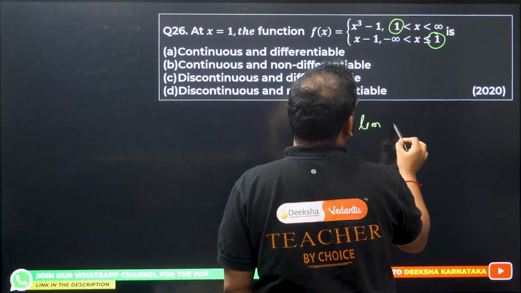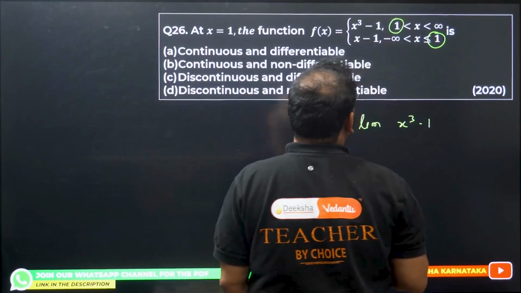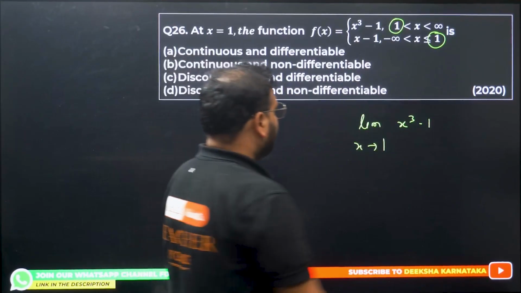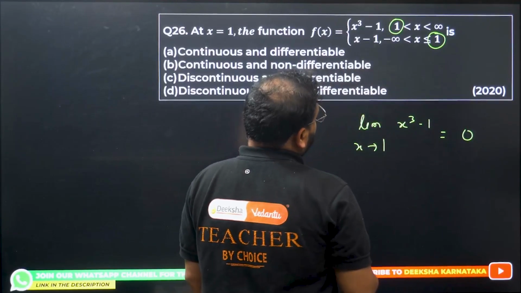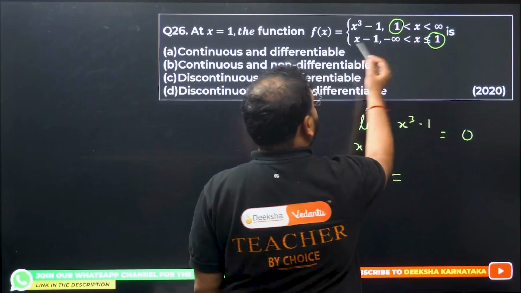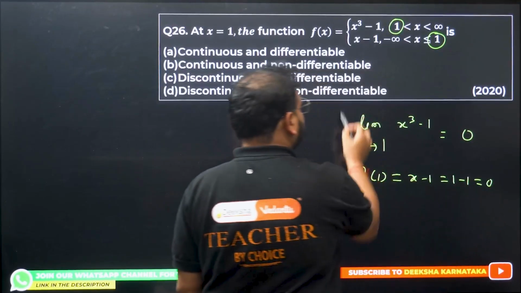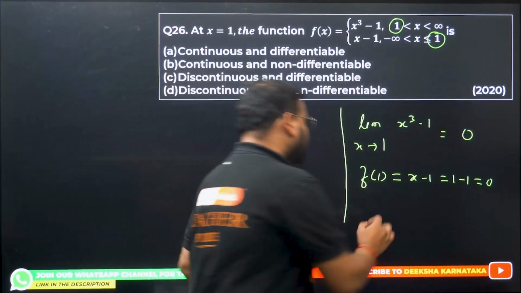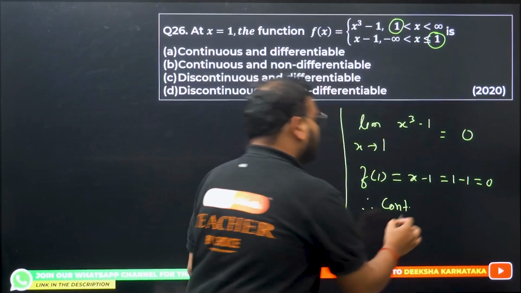So the limit will become what? We can check from this side. You'll have x cube minus 1 when x tends to 1, right? When x tends to 1, it becomes simply 1 cube minus 1, which is 0. And what about the value of the function? If I ask for f of 1, this will be taken from this part. So I get x minus 1, it will be 1 minus 1, so 0. So I'm getting the limit and the function value the same. The limit and the function value are the same, therefore continuous.